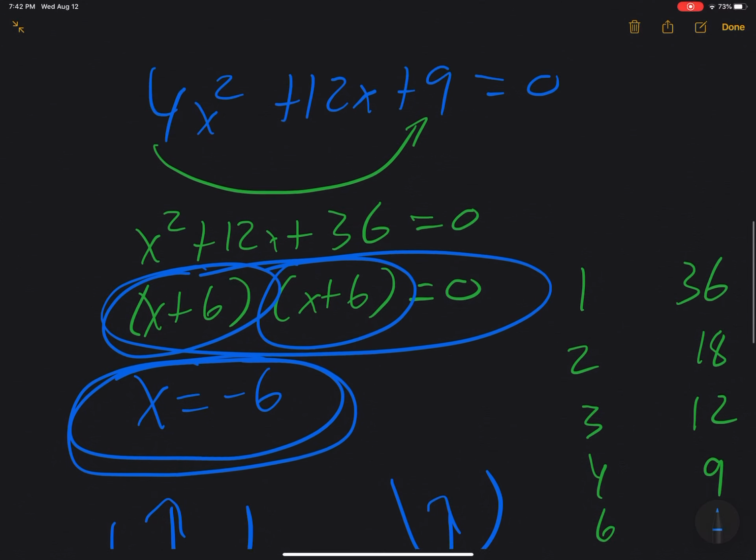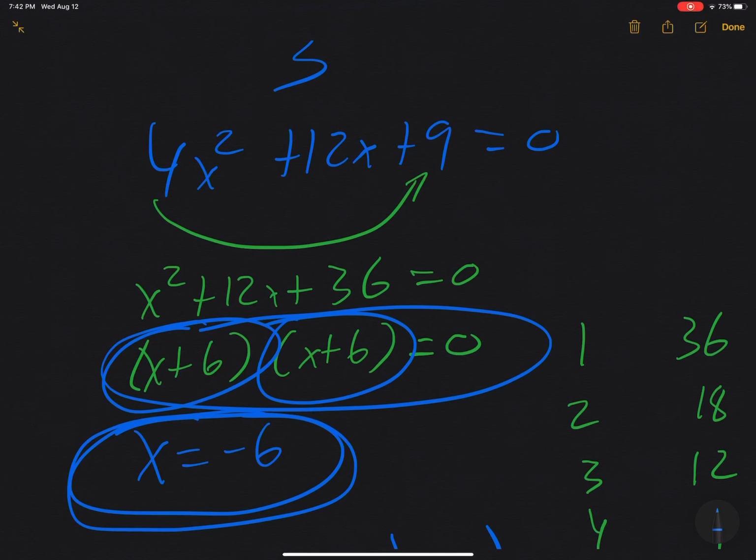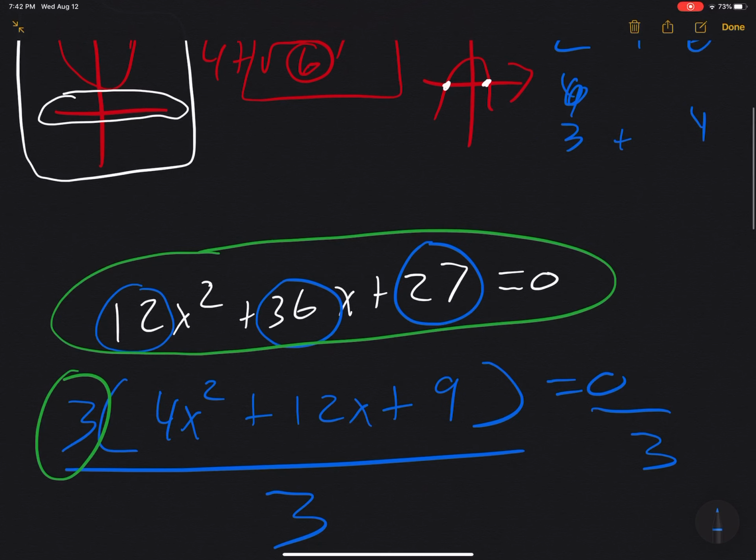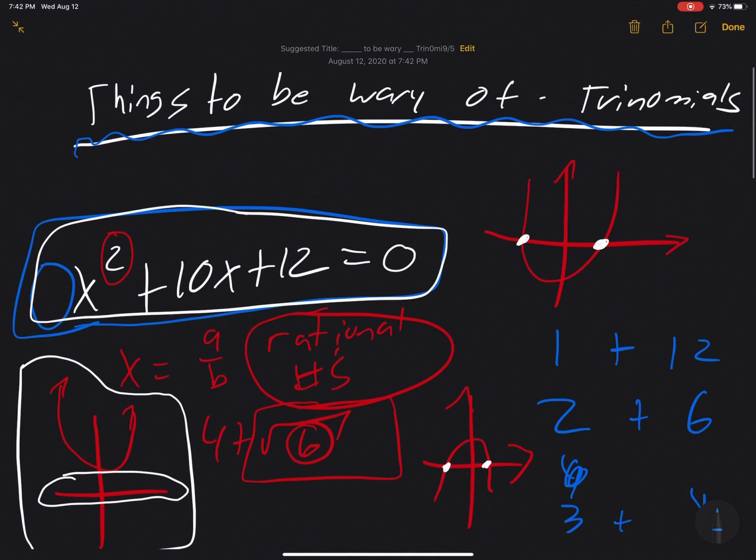And those are the important things to note. You should always try to factor out any real numbers that you can before you factor your trinomial. And sometimes, if you can't find a solution, it's because there is not one.